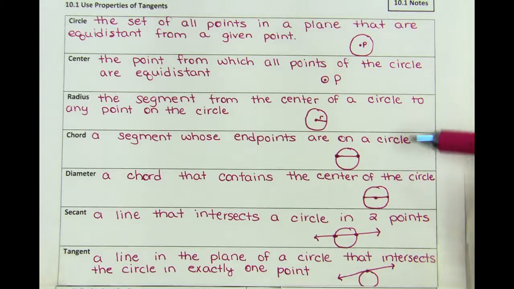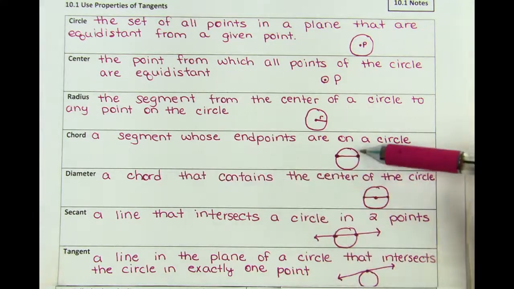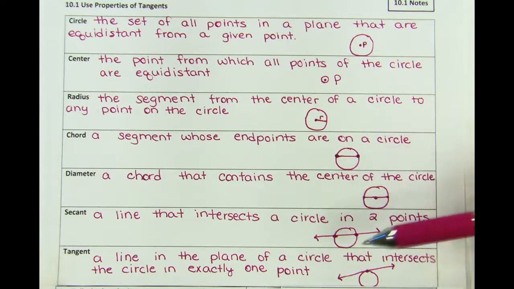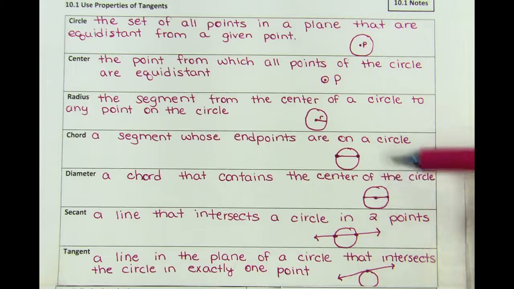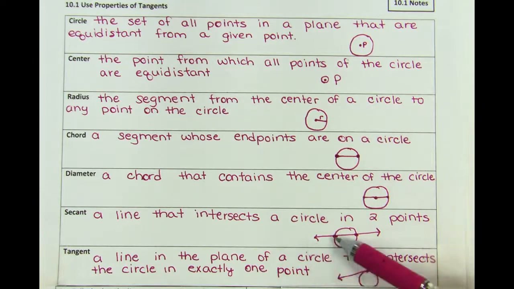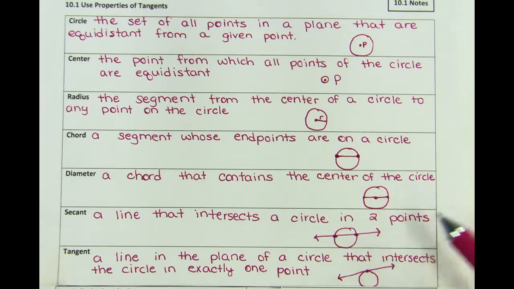And then a chord would be a segment with the two endpoints on the circle. So those two endpoints are part of the set of points that are equidistant from the center. And then diameter is a special case of a chord that also contains the center. A secant is similar to a chord, but it's the entire line, not just the line segment. So be careful, a secant is an entire line, where a chord would be just the segment.